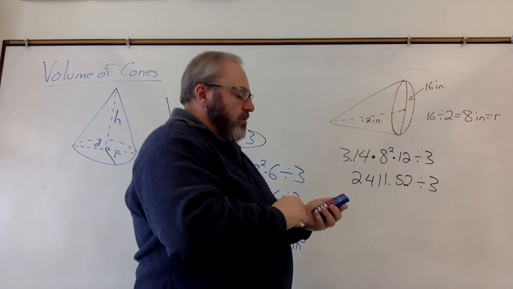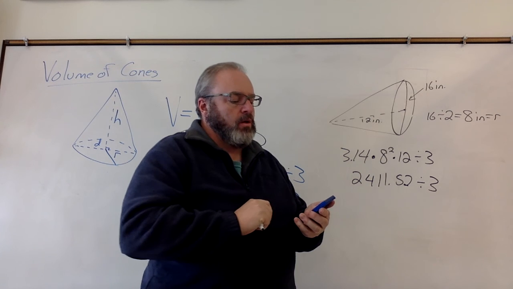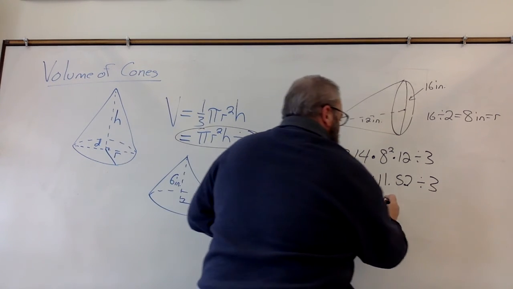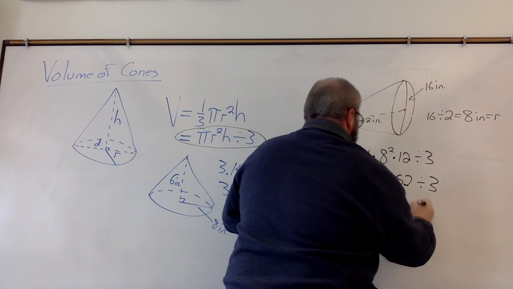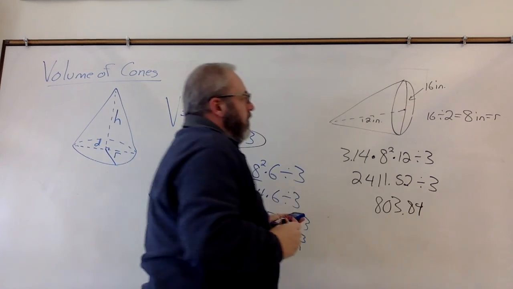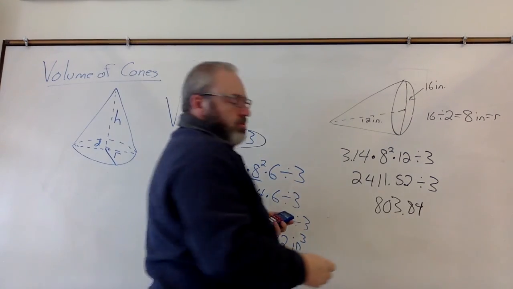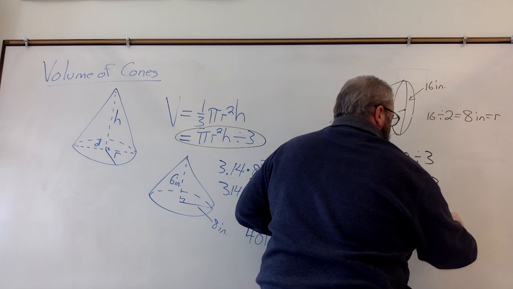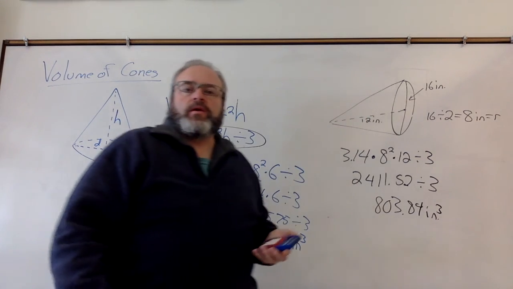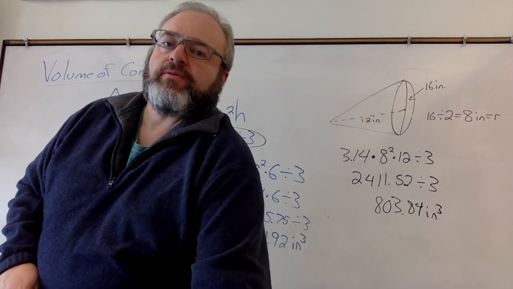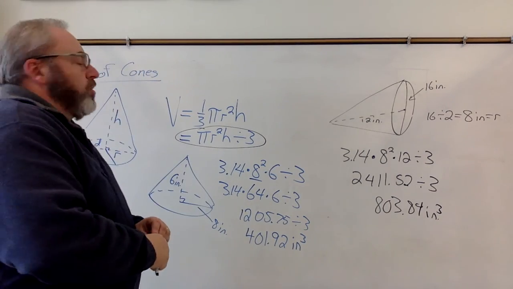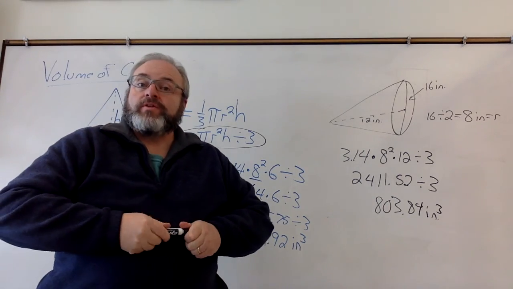So once we divide this by 3, we get 803.84. And this one's also in cubic inches. So that is how we find the volume of cones. Hopefully this has been helpful.